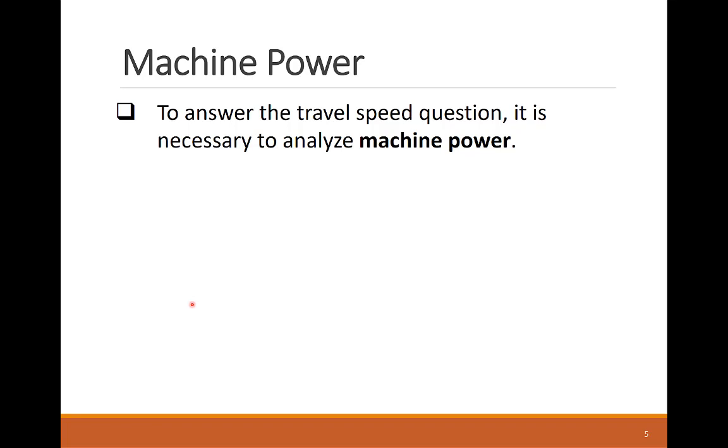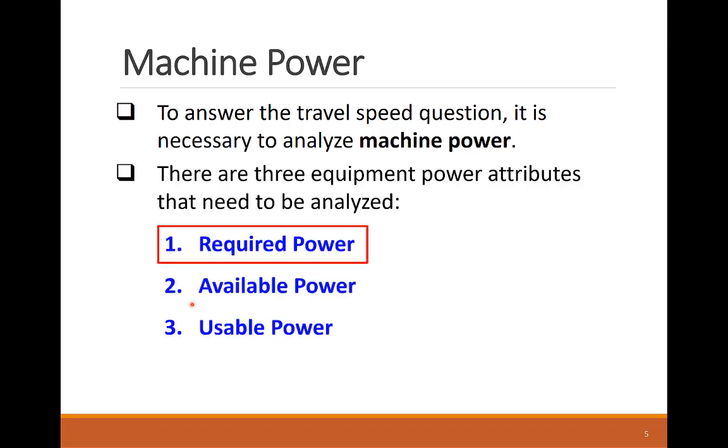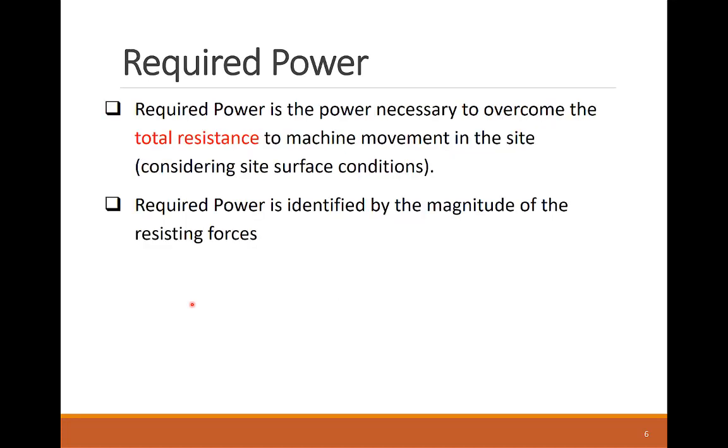To answer this common speed question, we'll need to learn about the following three equipment power attributes: the required power, available power, and usable power. In this video, we'll focus on the required power. An earthwork equipment should have the power required to overcome the total resistance to its movement between the cut and fill areas on the site.